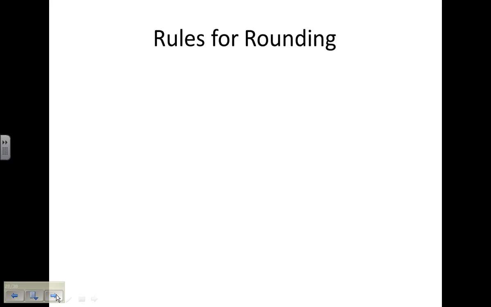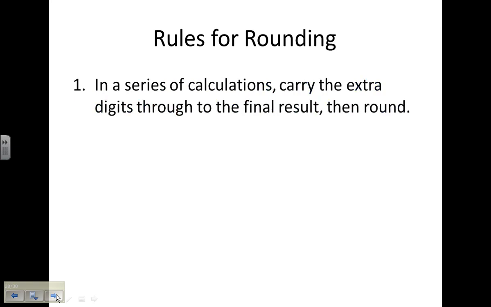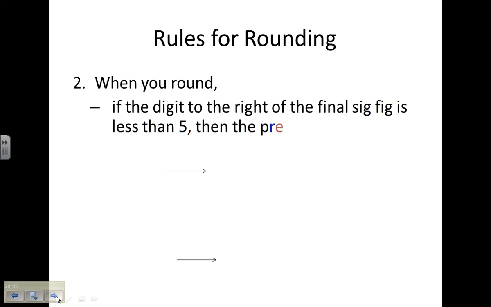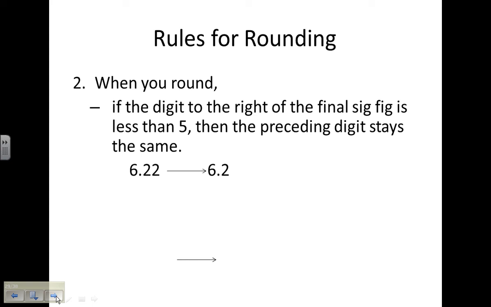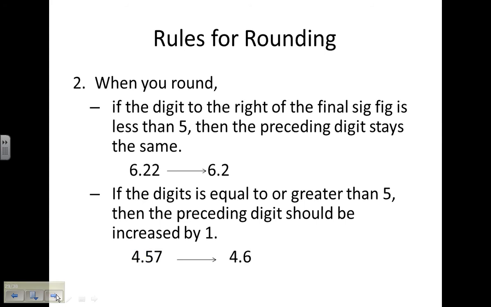Remember, when you round, you want to carry extra digits when you're doing your calculations until your final result. Don't round until you get to your final result. When you do round, if the digit to the right of the final significant figure is less than 5, then you keep the preceding digit the same. If your digit to the right of the final sig fig is 5 or greater, then you want to increase that digit by 1. So a couple of examples for you.